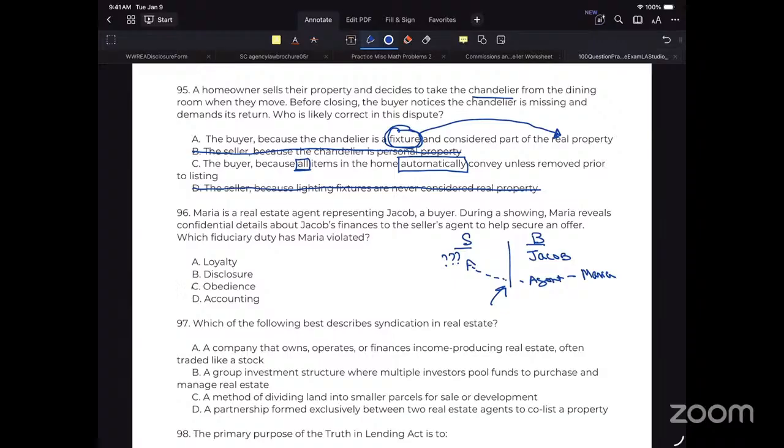Well, it's not going to be obedience or accounting. Because I'm guessing Jacob didn't say, if I tell you about my finances, do you promise not to share anything? And then she broke the rules. Obedience is doing something you were told not to do. So that would be bad, but that's not this example. And accounting would have to do with when you receive money or you're responsible for money. Disclosure just means that you have to disclose to your client, which means yes, our answer is A, loyalty.